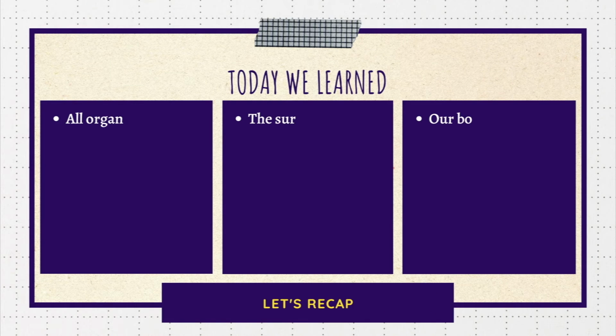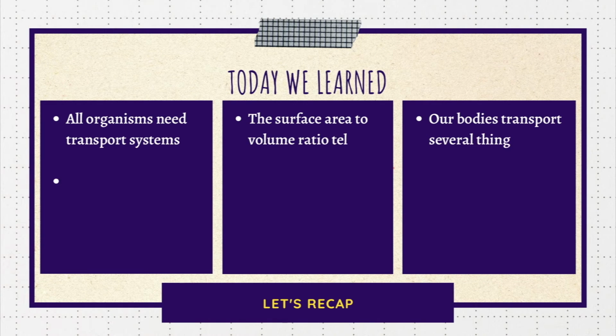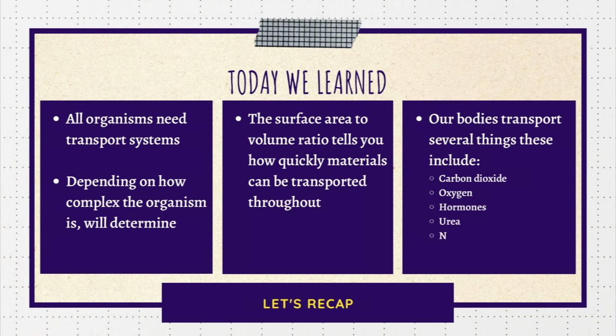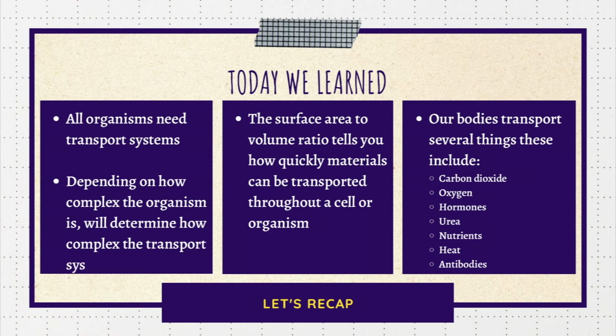The human body is so amazing and always interesting to learn about. Today, we took a look into our transport system. All organisms need transport systems, and depending on how complex that organism is, it will determine how complex the transport system needs to be. We learned how to calculate surface area to volume ratio, as well as how our surface area to volume ratio tells us how quickly materials can be transported throughout a cell or organism.